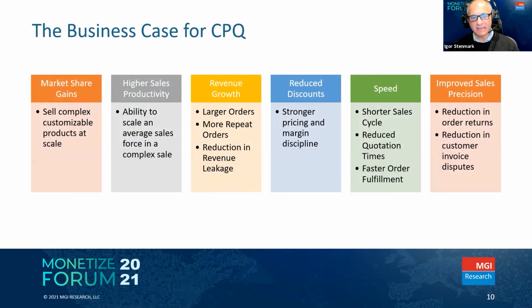So to summarize, the business case for CPQ is pretty solid. You can get market share gains. You can sell complex customized products at scale. You can achieve higher sales productivity, bigger transactions in shorter time with less discounting and less rejection of orders, so a higher closing ratio. Speed, as we say here, speed is the new black, but still remains the case. And you can get to what we call improved sales precision, where you have a reduction in actual order returns, reduction in disputes, which can sometimes be very significant. We've seen some companies where they regularly, routinely have between 15 to 20% of their revenue, quote unquote, arrested in those disputes. And that could be significant if you're running a multi-billion-dollar business.